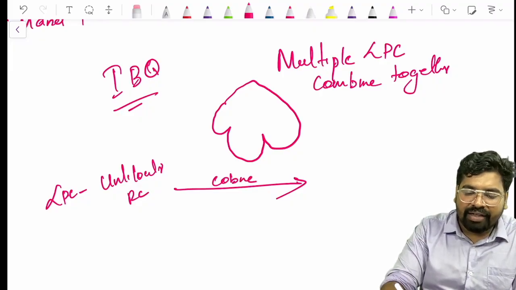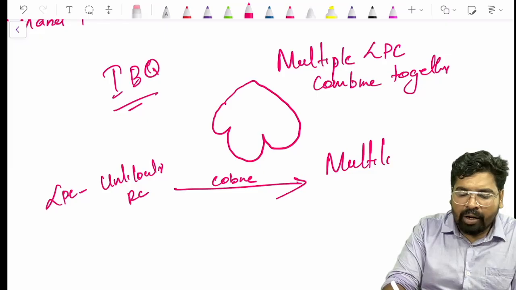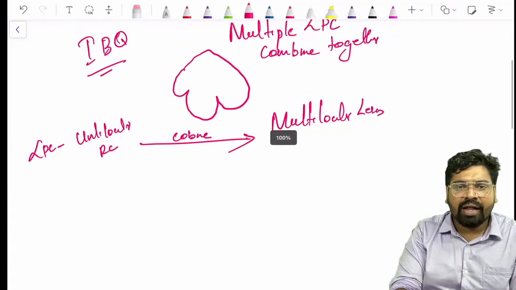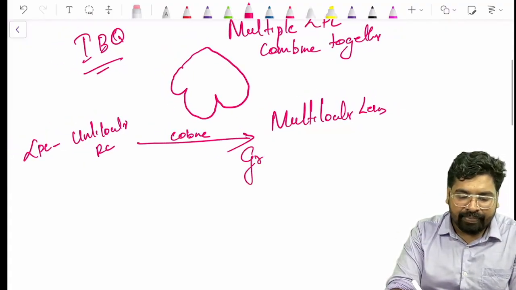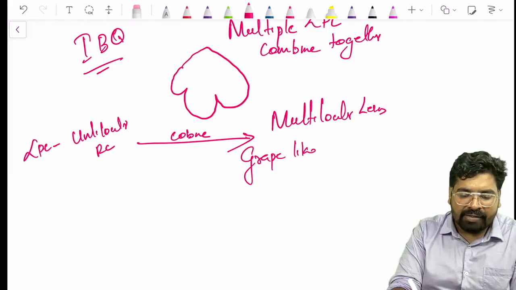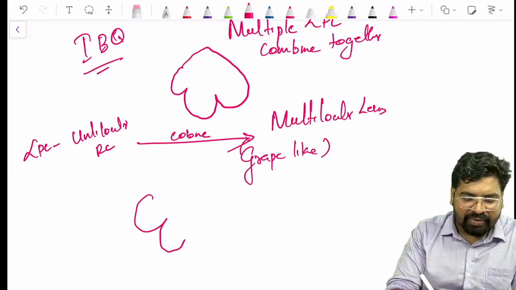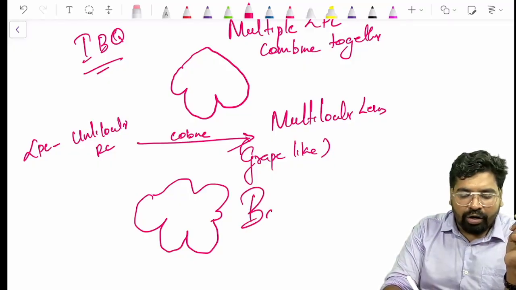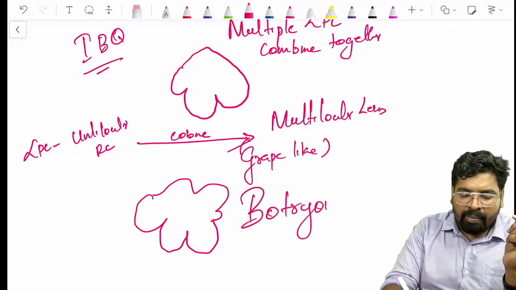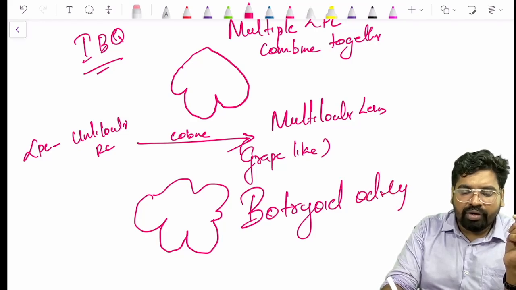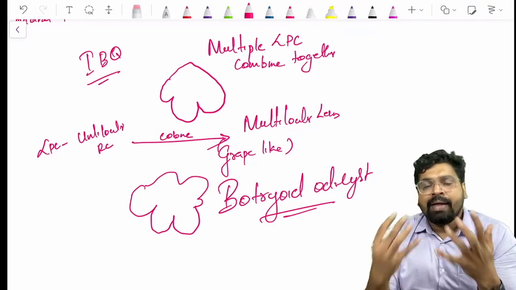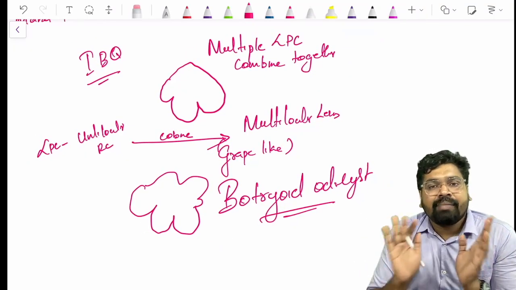When they combine together, they form a multilocular radiolucent lesion. And that multilocular lesion will look like grapes. Grape like. We have one like this, one like this, one like this, one like this. That multilocular lesion is looking like a grape. That is called a botryoid odontogenic cyst. Botryoid odontogenic cyst is nothing but the multilocular variant of your lateral periodontal cyst.